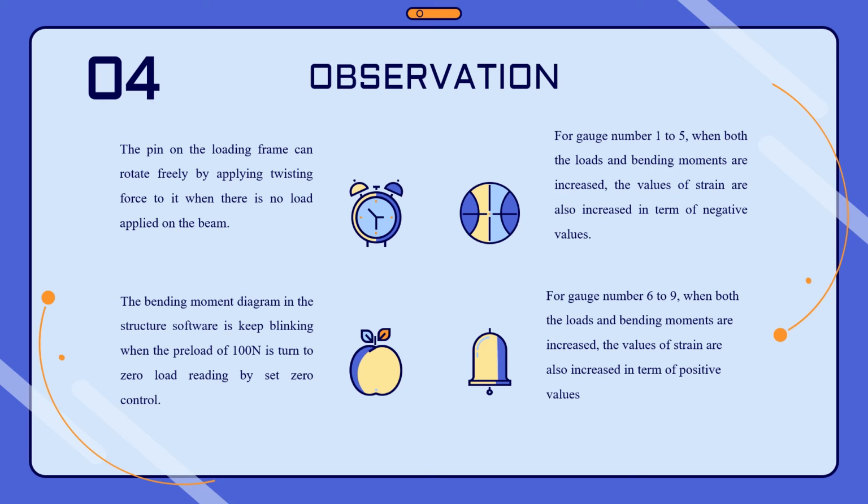So next, for gauge numbers 1 to 5, when both loads and bending moments are increased, the values of strain are also increased in terms of negative values, while when the load and bending moment in gauge numbers 6 and 9 increase, the values of strain are also increased in terms of positive values.